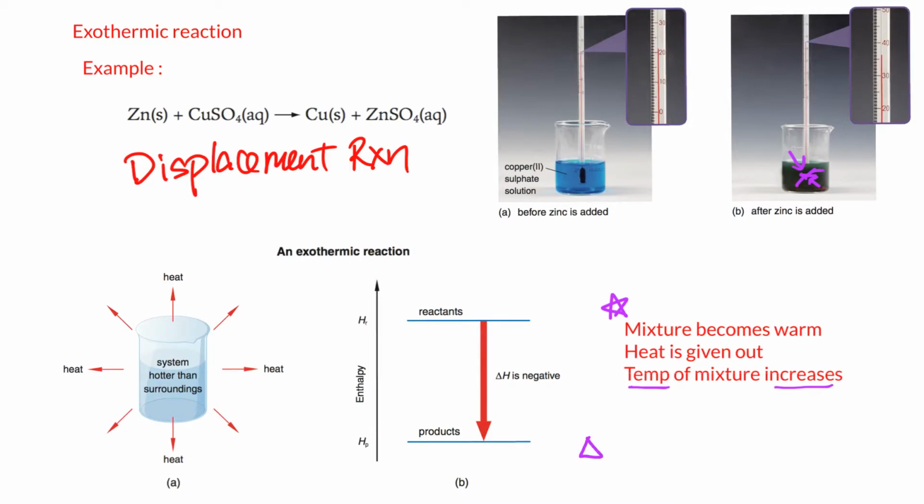So remember, delta H equals HP minus HR. P is a small value and R is a large value. Small P minus large R, so this time it will be a negative value. The more negative it is, the more exothermic the reaction. Okay, more negative means a more exothermic reaction.